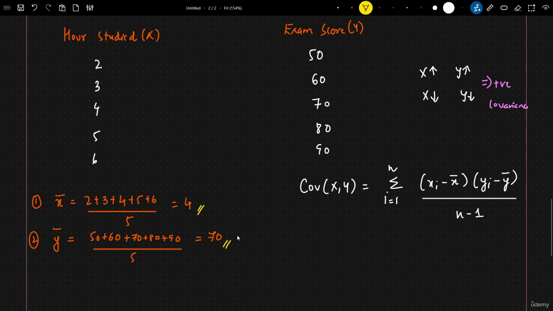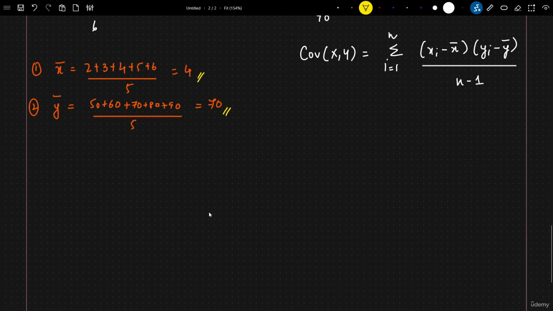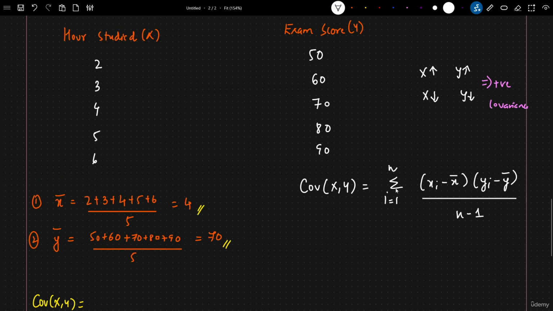So I've got my x bar and y bar. Now let's go ahead and calculate the covariance of x and y. Covariance of x comma y is nothing but, first of all, x of i minus x bar. And it is summation, please remember this. Summation of this from i equals 1 to n.